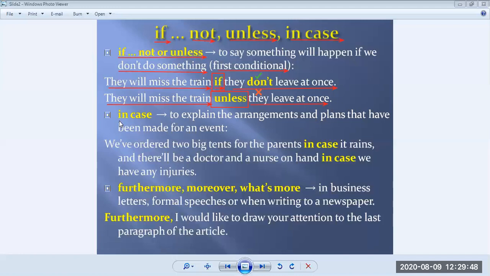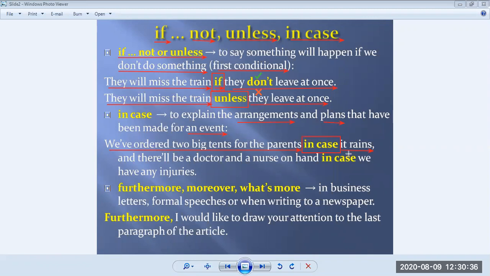So next one, in case. In case means to explain arrangements and the plans that have been made for an event. For example, you have some event, and that event has been arranged or planned already. So let's have a look at this one. We have offered 2 big tents for the parents. This is sentence number 1. It rains is sentence number 2. Where is our linking word? The linking word over here is in case. So this word could link those 2 sentences together to create arrangement and plan.